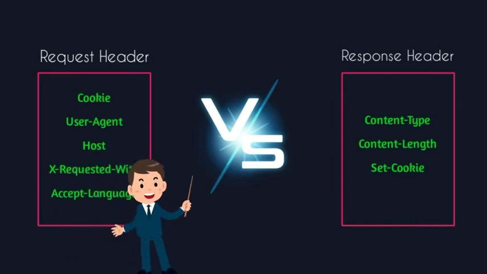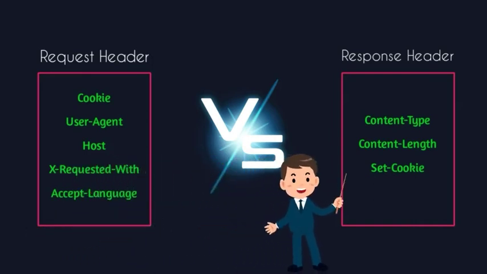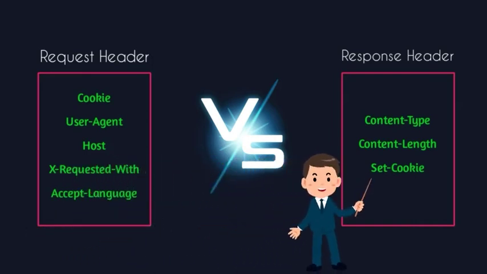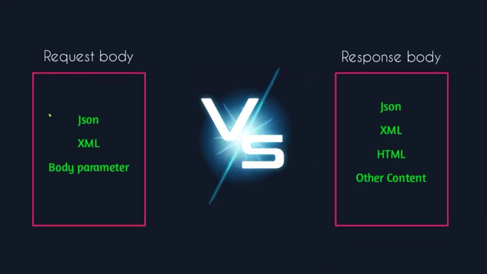Okay, now let's discuss the response header. Response headers have Set-Cookie, Content-Type, and Content-Length. Request body has JSON, XML, and body parameters. Response body has JSON, XML, HTML, or other content. We will discuss it in the next videos.